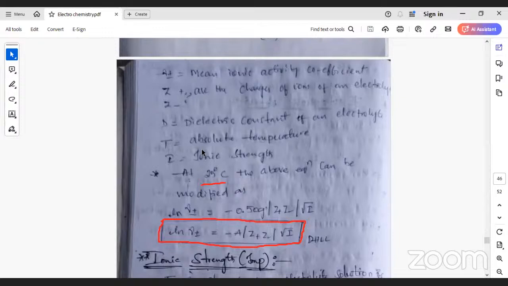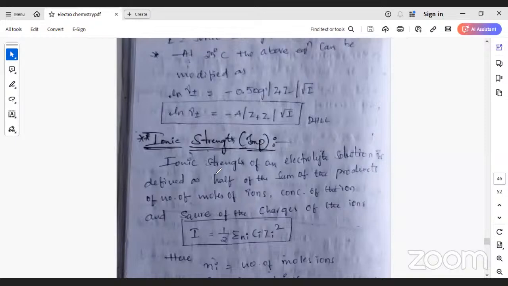Whenever electrolyte solutions are there, what is the ionic strength? The concept of ionic strength we'll see. So the ionic strength definition, right?